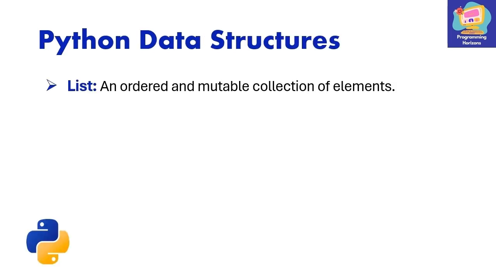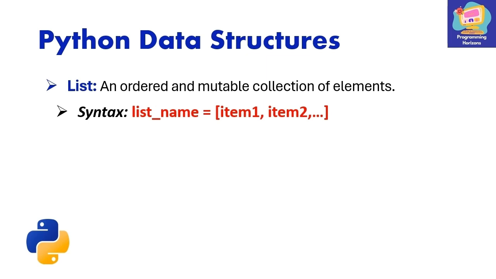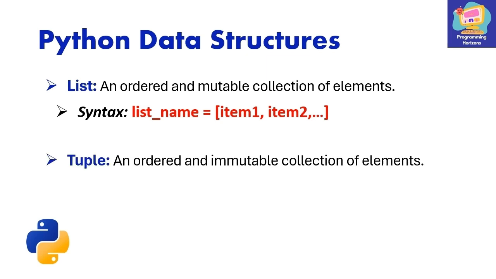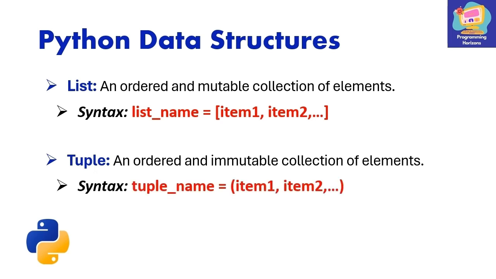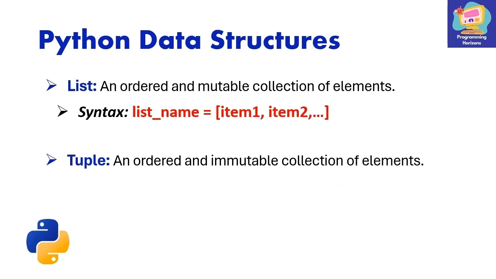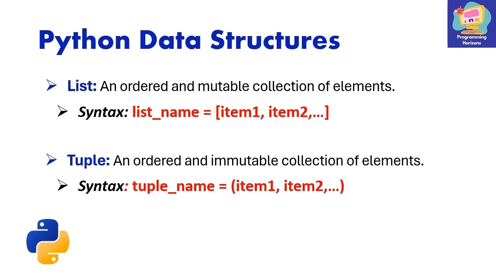The first type of data structure is a list, which is an ordered and mutable collection of elements of any data type. All the elements inside a list must be enclosed within a pair of square brackets. Second is a tuple, which is an ordered and immutable collection of elements of any data type. By immutable, I mean that elements inside a tuple cannot be changed, and all the elements inside a tuple must be enclosed within a pair of round brackets or parentheses.